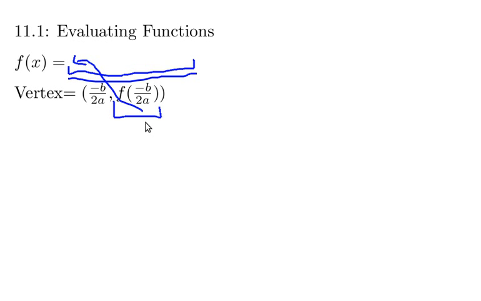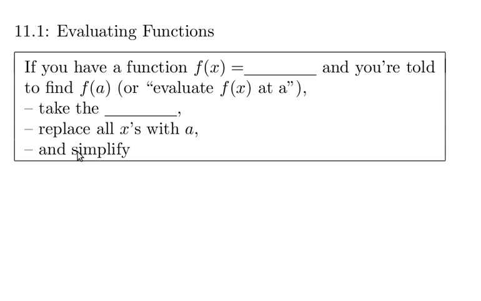So this section is essentially a review. For that reason, I'm hoping it'll go by pretty smoothly and easily. But let's go ahead and jump right into it. Whenever we have a function f of x equals something, and we're told to find f of a, or evaluate f of x at a, that means the same thing as find f of a. We take the same something that we have up here, we take out all the x's and replace them with a, and then we simplify.